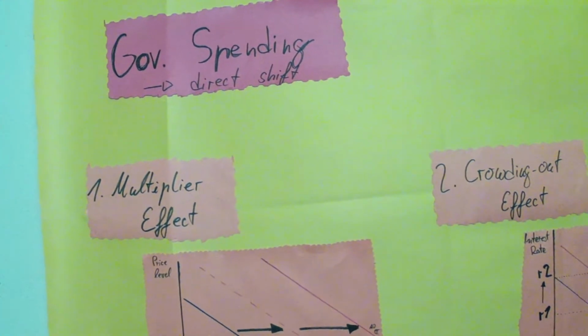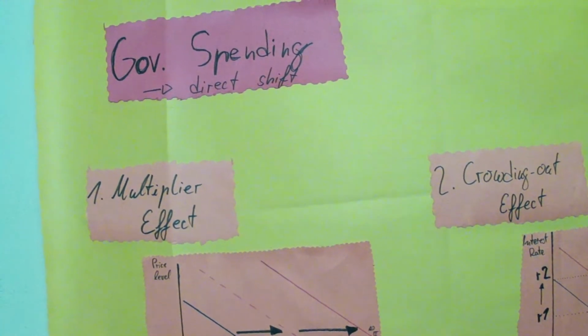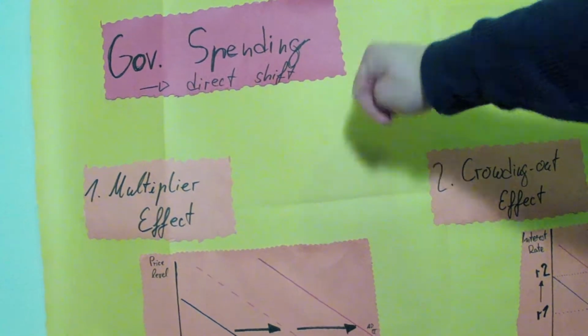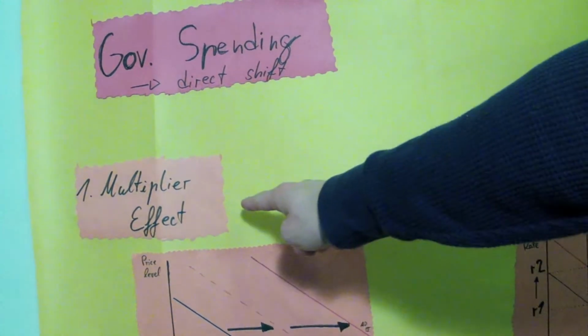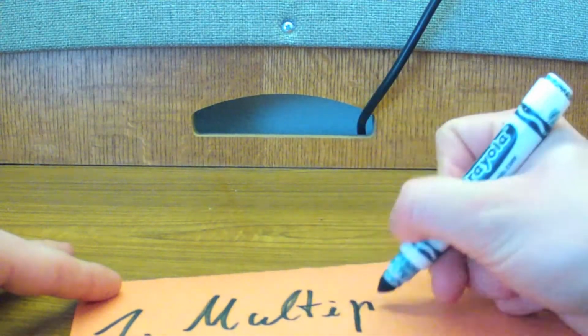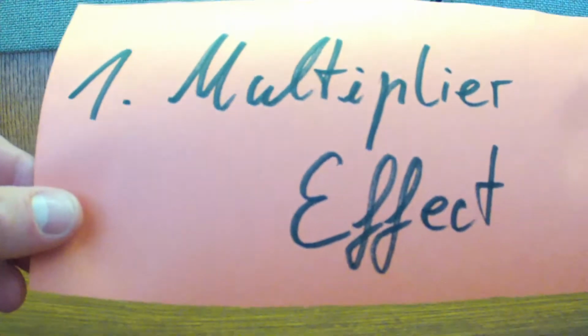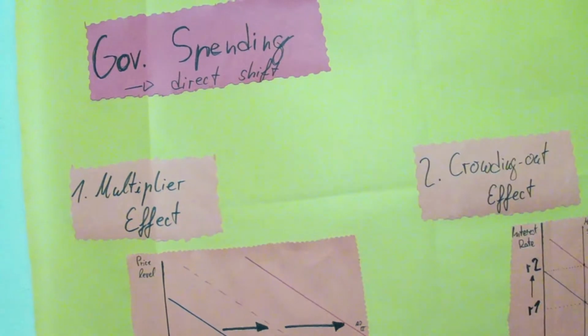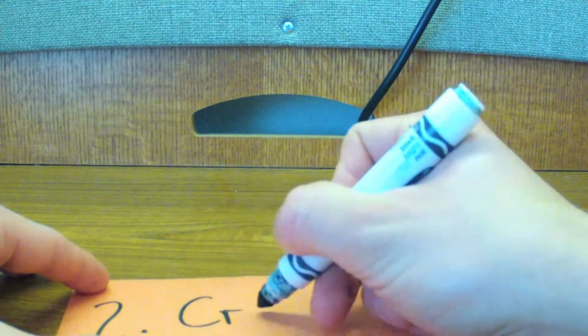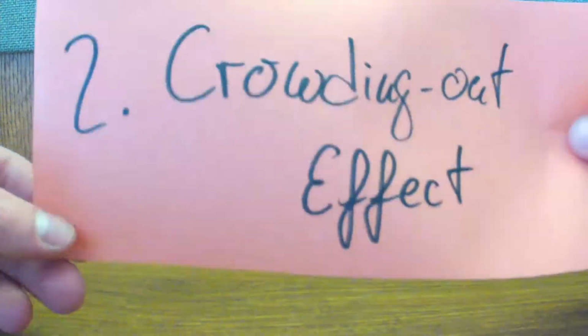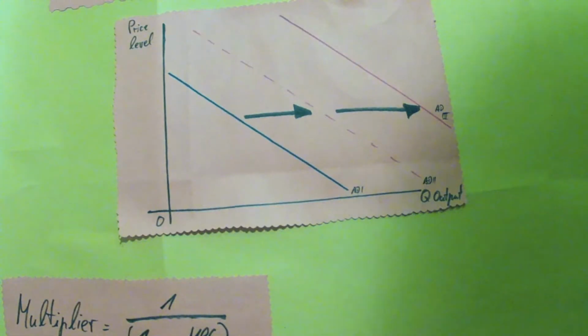So let's start with government spending. When we talk about government spending, we have to keep in mind two aspects. On the one side, we have the multiplier effect, and on the other side, we have the crowding out effect. Now let's begin with the multiplier effect.